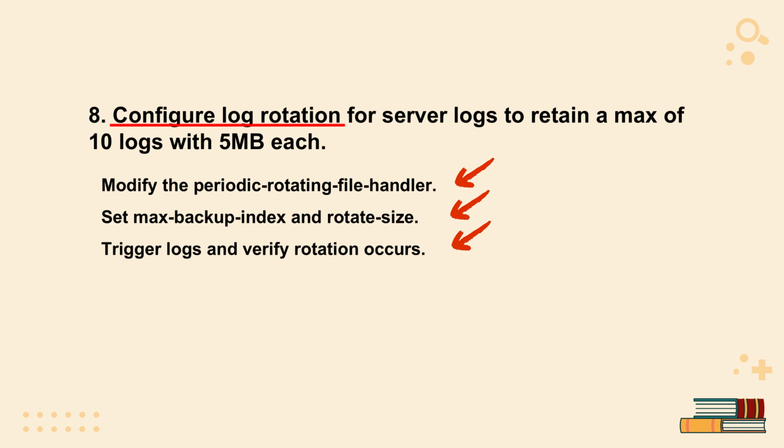And what exactly do max backup index and rotate size control? So max backup index sets the max number of old log files to keep, here set to 10. Once you hit 10 rotated logs, the next rotation deletes the oldest one. Keeps history, but limits it. Right. And rotate size, that's the max size a log file can reach before it rotates. Here, 5 MB. Hit 5 MB, close it, archive it, usually rename it, start a new empty one.